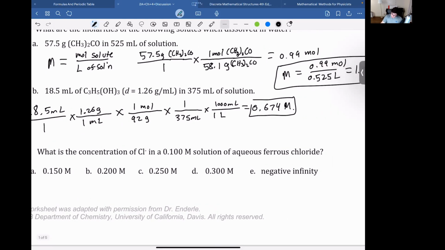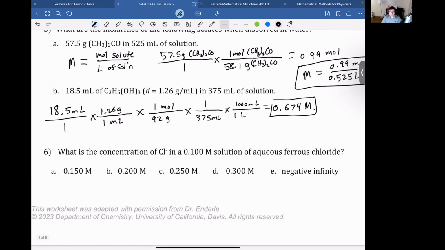6, it says, what is the concentration of Cl minus in a 0.100 molar solution of aqueous ferric, or ferrous, sorry, chloride? Okay, so the first thing you have to know is, what is ferrous chloride? Ferrous is iron 2. So ferrous chloride is FeCl2 because Cl has a -1, and ferrous implies iron with a 2 plus oxidation state.